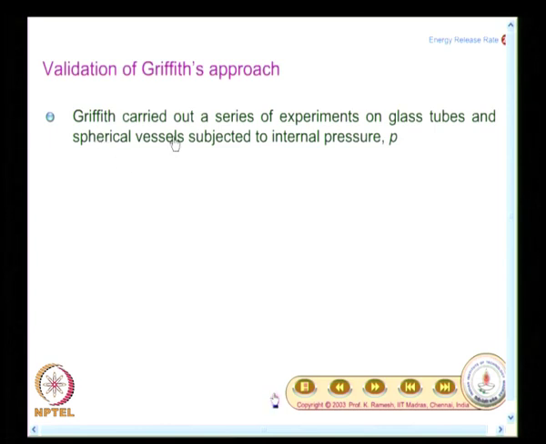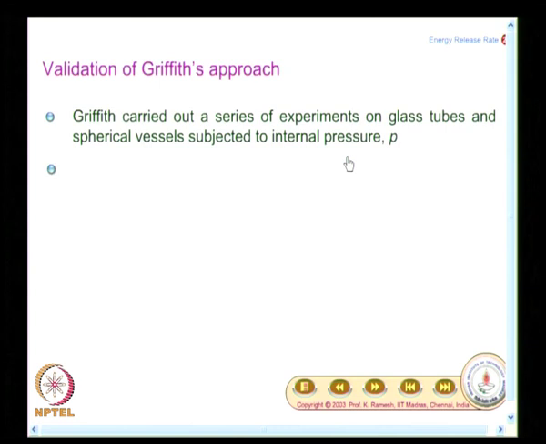Griffith carried out a series of experiments on glass tubes and spherical vessels subjected to internal pressure P. And you should keep in mind, almost all the work of Griffith was confined to brittle solids. So, the energy release rate concept was originally developed for ideally brittle materials. Later on, this was extended by Irwin and Orowan for high strength ductile solids. Until we do that, all our discussion is confined to brittle materials.